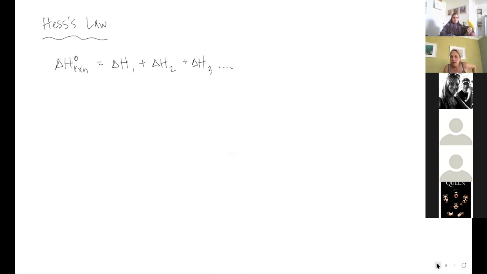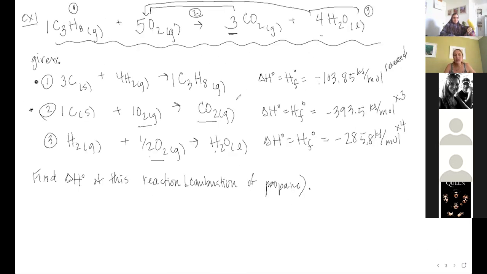Okay. Another thing to note is this reaction represents the formation of propane. This reaction represents the formation of carbon dioxide. This reaction represents the formation of water. So this is how we're forming these chemicals. So I didn't need to look up any sort of equations or anything to get these delta H values. I just looked these up as their standard enthalpy of formations.